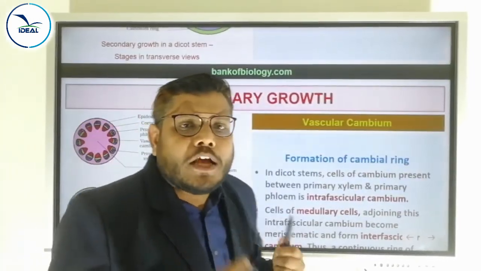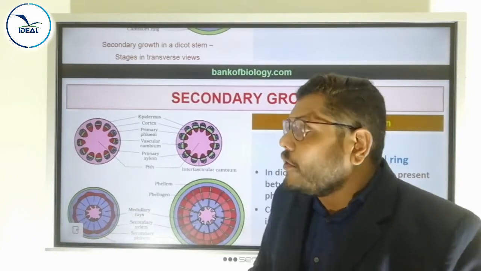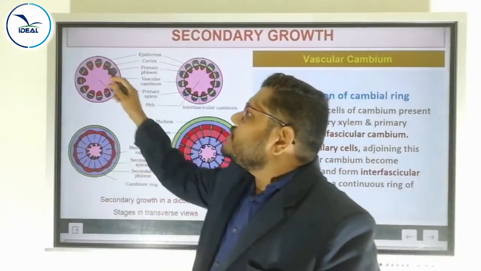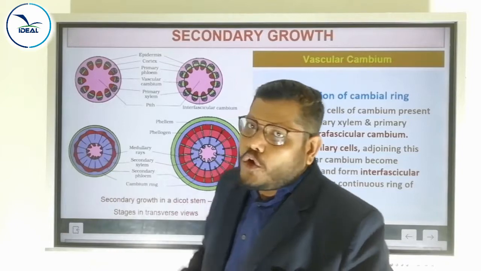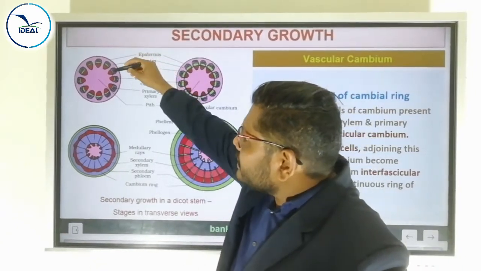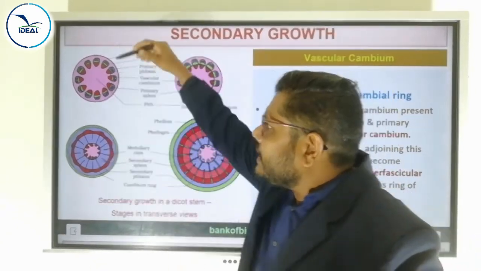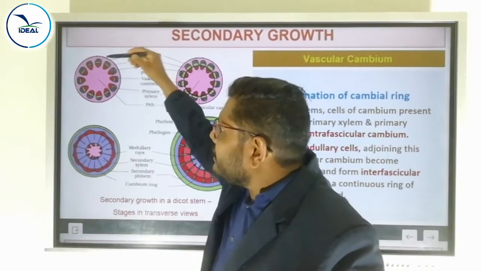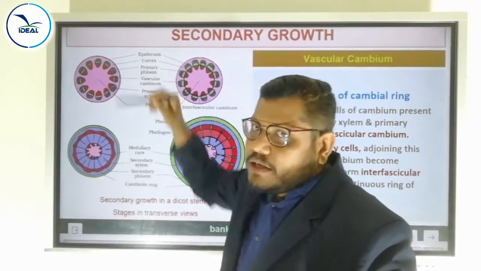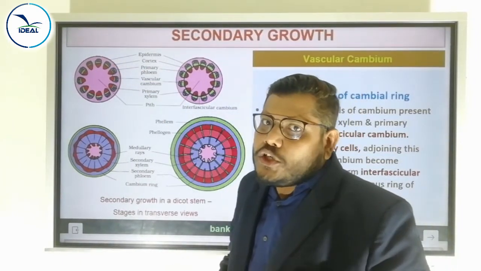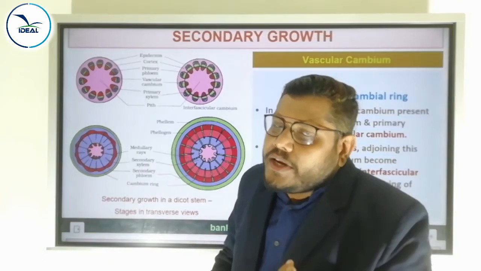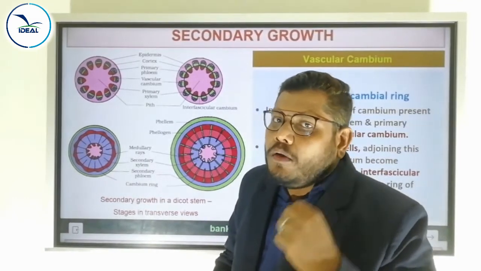First step is formation of cambial ring. Look here, this is one of the tiers of Dicot stems. If you look at this particular structure, we can see the vascular bundle, this part, is it clear? Here the vascular bundles are conjoined, collateral and open vascular bundle.